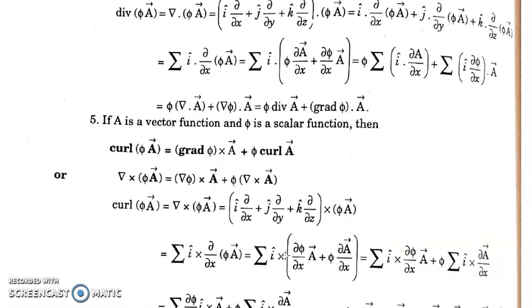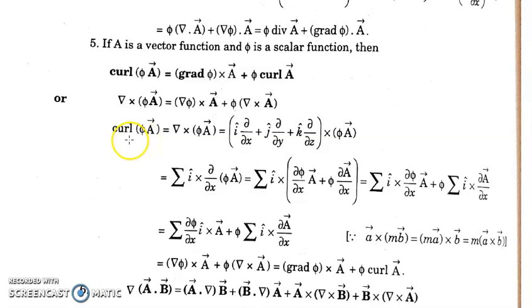And the next property is, if A is a vector function and phi is a scalar function, we will find what is curl of phi A. We have seen divergence of phi A, next is curl of phi A. So curl of phi A will be gradient of phi cross A plus phi into curl A. By definition, curl of phi A is equal to del cross phi A. So del is I dou by dou x plus j dou by dou y plus k dou by dou z cross phi A.